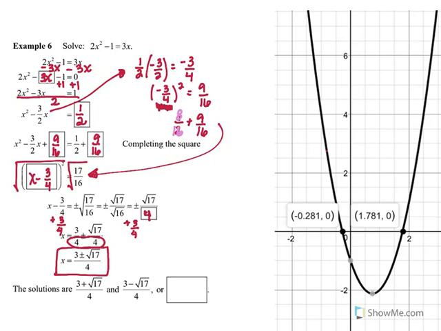Notice I have two solutions. I've got 3 plus the square root of 17 over 4 and 3 minus the square root of 17 over 4 for a total solution of 3 plus or minus the square root of 17 over 4. And if we were to take our graphing calculator, graph this, and take our scientific calculator and add them and subtract and then divide by 4, we would end up with these two approximations here.